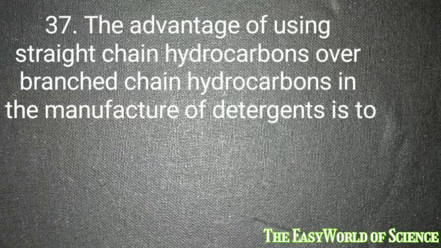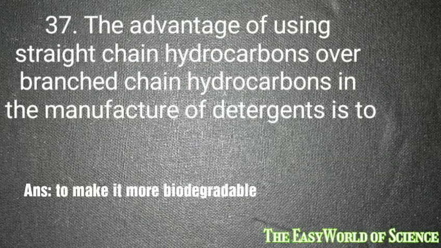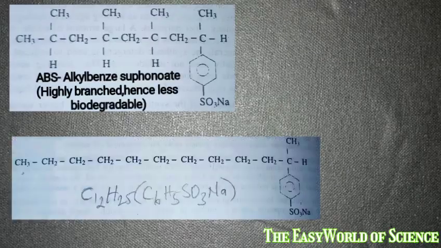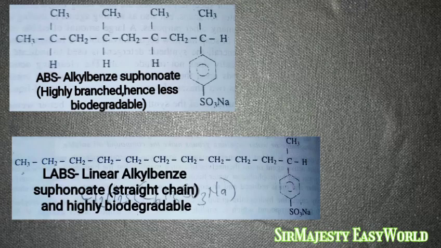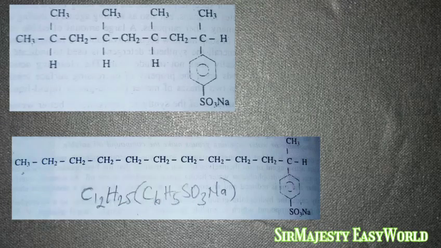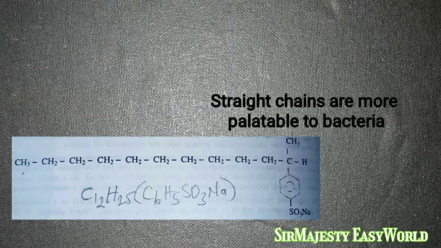37 says the advantage of using straight chain hydrocarbons over more branched chain is because of biodegradability. Straight chain hydrocarbons are more biodegradable than the branched chain. Therefore, in the detergent industry today, instead of using alkyl benzene sulfonate, it has been substituted with linear alkyl benzene sulfonate, because bacteria found the straight chain more palatable than the branched chain. So using the linear one is more friendly to the environment. It is an eco-friendly component of detergent.